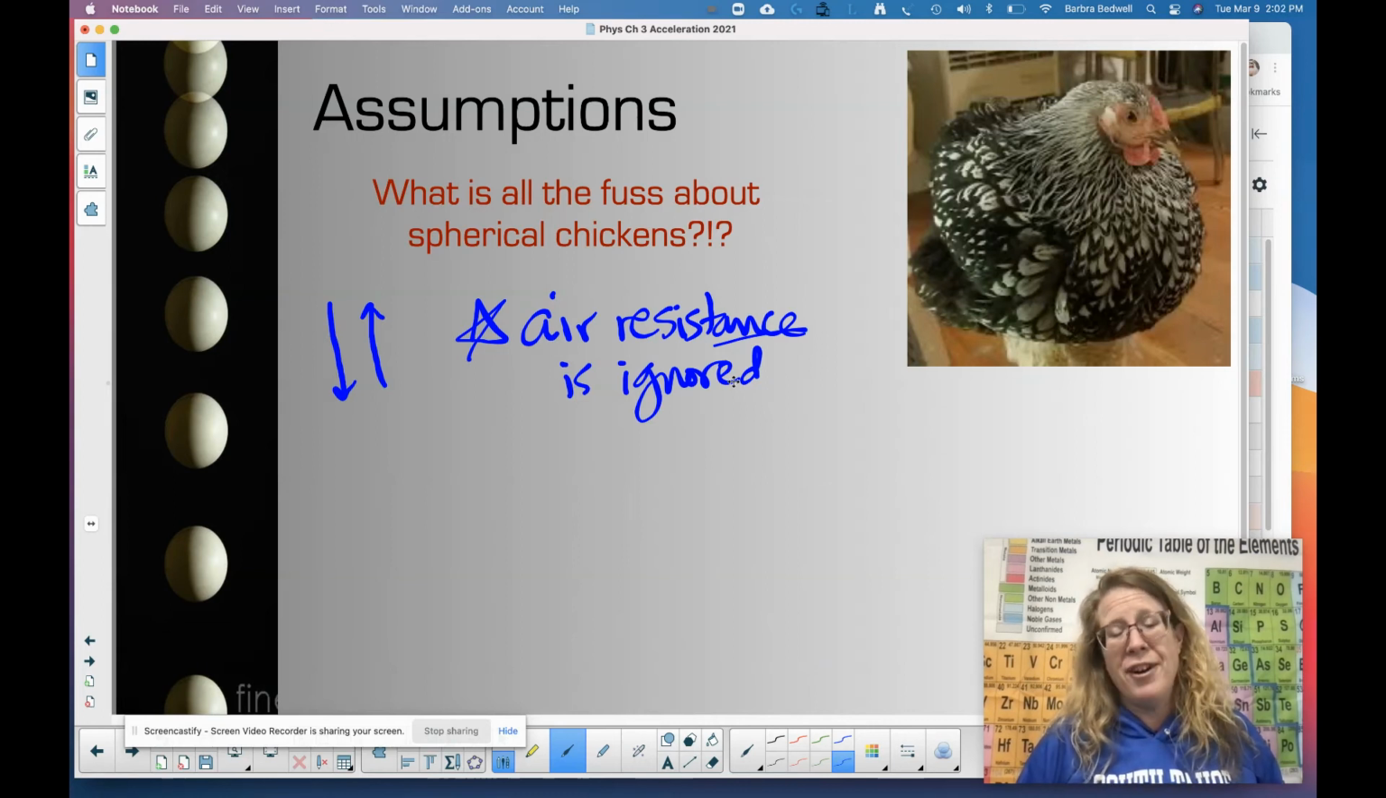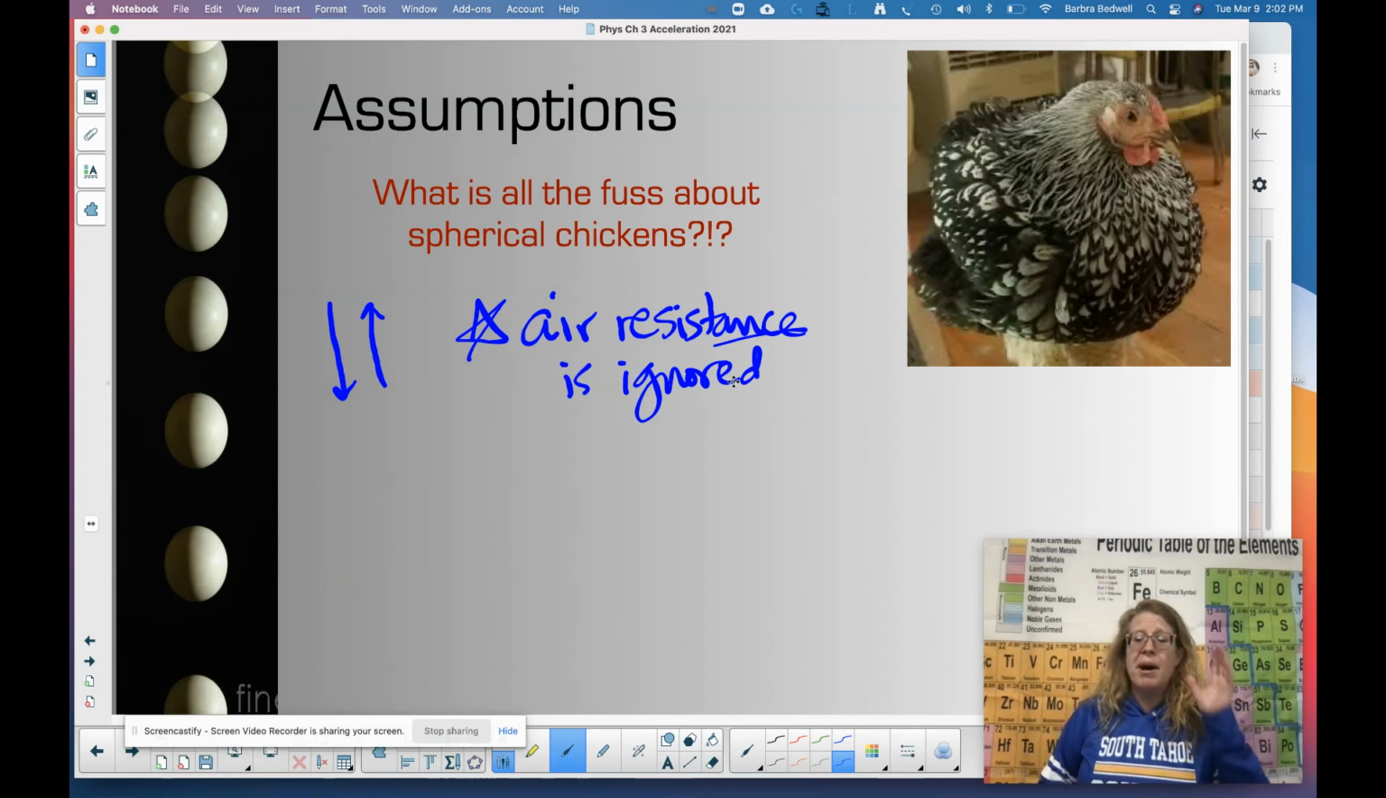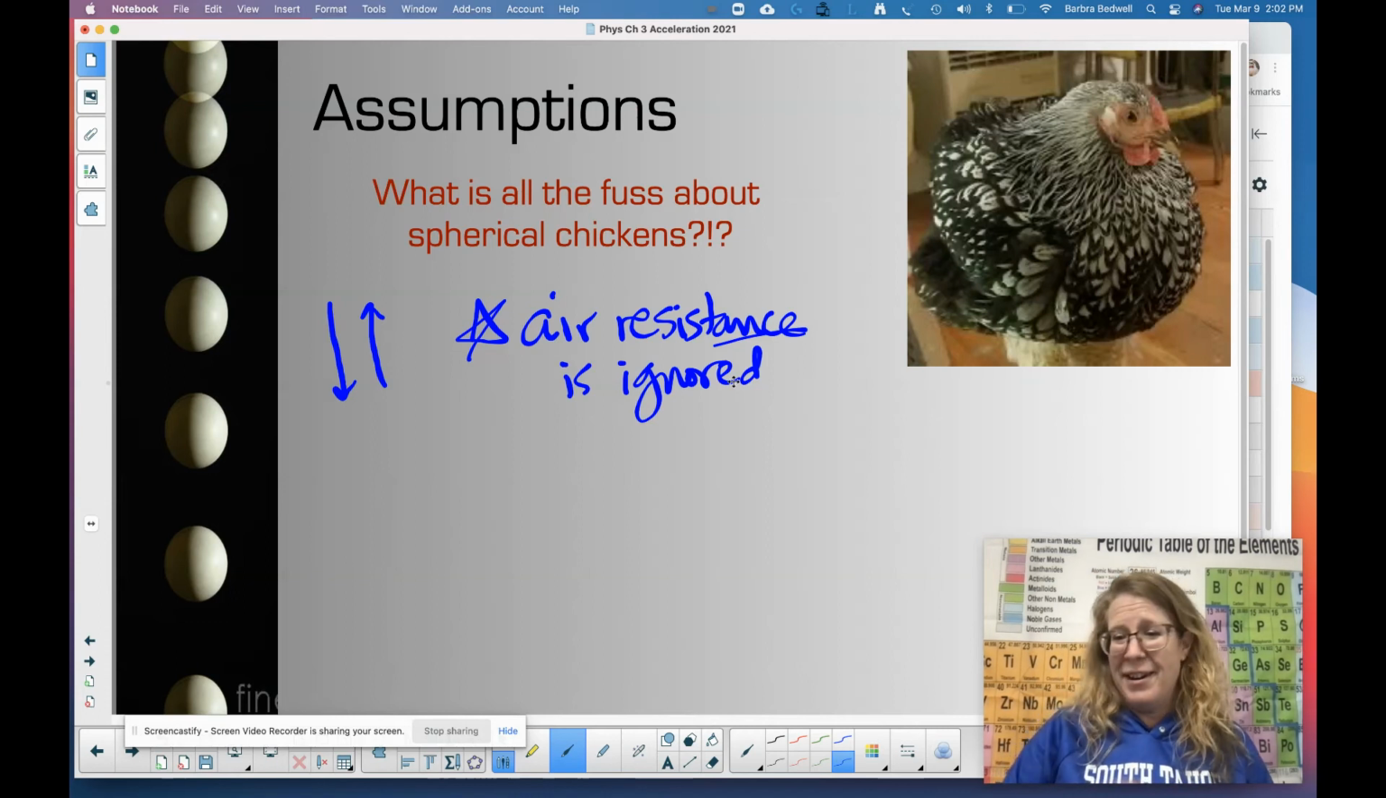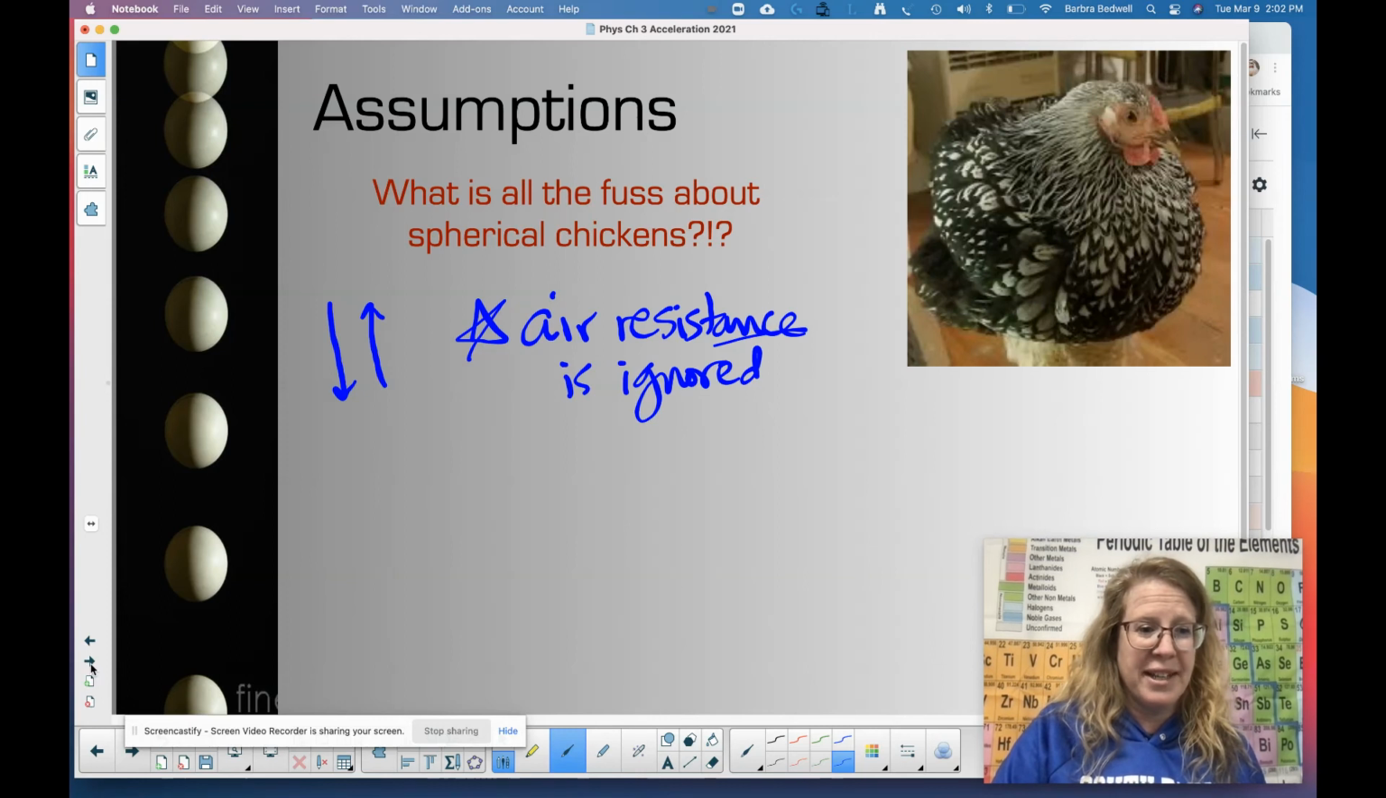So you'll hear me talk about spherical chicken assumptions all the time. Our big spherical chicken assumption that we do in acceleration problems is we're going to pretend like there's no air resistance. We know there is, but for the purposes of what we're doing, we're going to pretend like we're going to drop this spherical chicken in a vacuum, and it'll make everything else work out more easily. So that's my fuss about spherical chickens. Sorry, it's not the greatest joke, but it works.